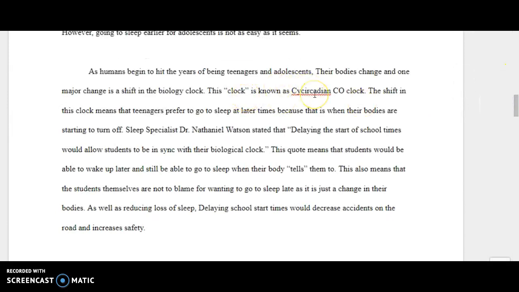I think you're trying to spell circadian rhythms right here. Please look this up so that you get it right. Good. This is a good line right here. This also means that the students themselves are not to blame for wanting to go to sleep late, as it's just their bodies changing. Good.